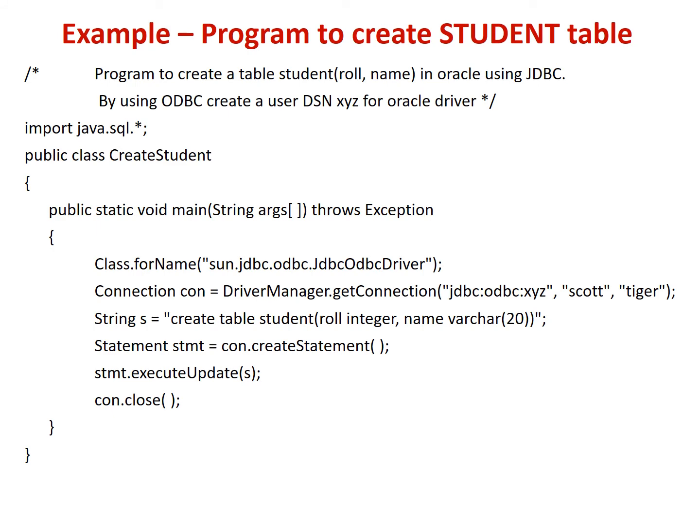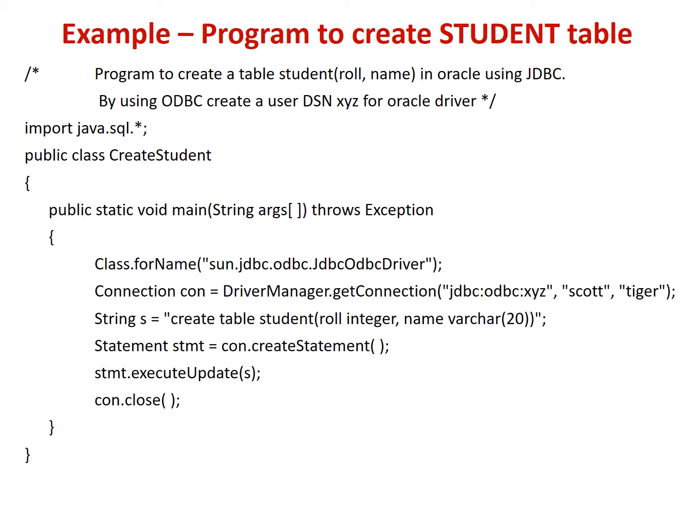Now we will see the program to create a student table with fields roll number and name in Oracle using JDBC. By using ODBC, create a user DSN XYZ for the Oracle driver. Import java.sql.*. Then define the class createStudent. In the main method of the class, the first statement is to load the driver, that is Class.forName("sun.jdbc.odbc.JdbcOdbcDriver"). Then define the connection object, that is Connection con = DriverManager.getConnection.